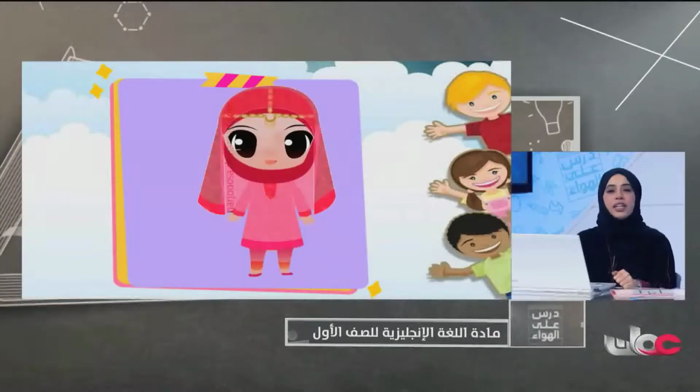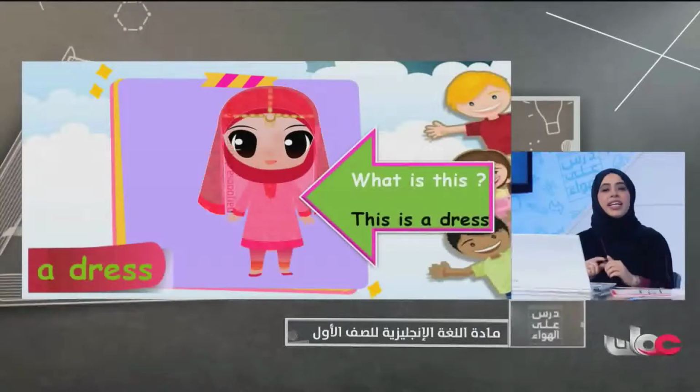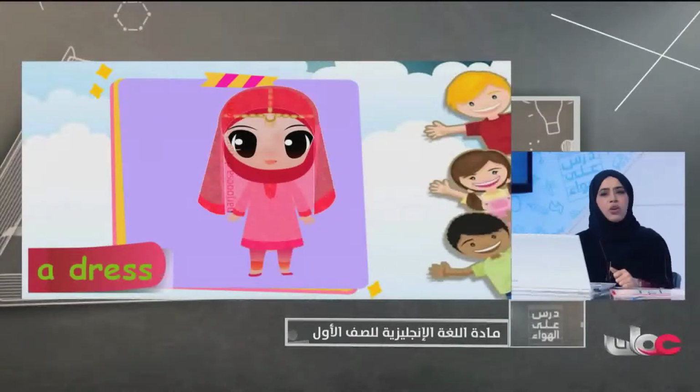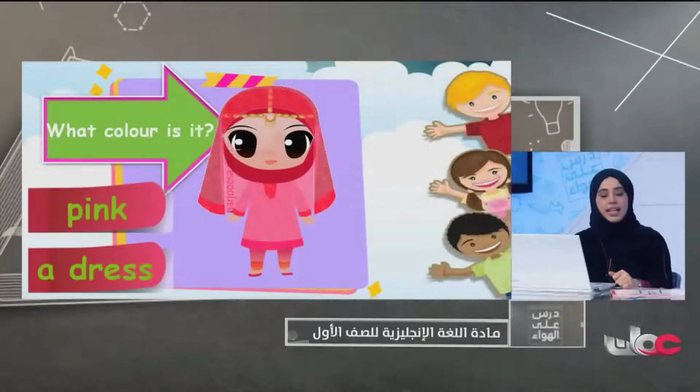Let's move on and look to this nice girl. What is she wearing? What is it? Very good. It's a dress. She is wearing an Omani dress. A dress. And what is the color of the dress? Pink. Excellent. So what are we going to tell about this dress?